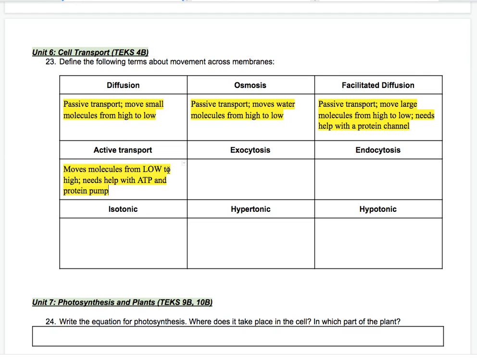So in these examples before, I talked about riding a bike uphill and riding a bike downhill. Well, it's a lot harder to ride your bike up the hill. And active transport is kind of like that. When you're riding up the hill, you're not going with the flow, you're going against the flow. You're going against gravity by going up the hill. So you're going to need more energy to do that.